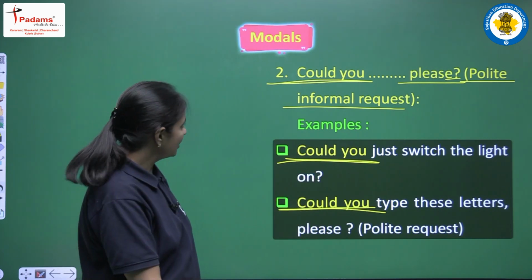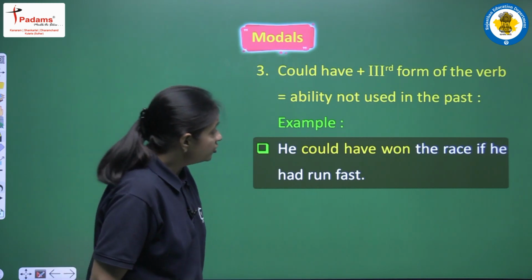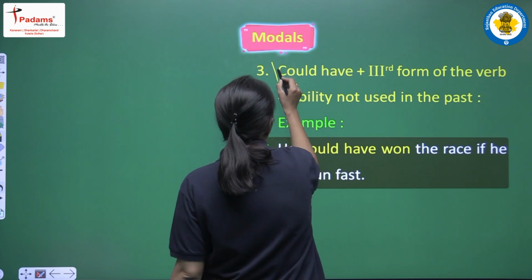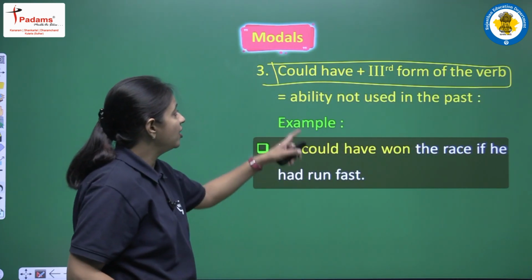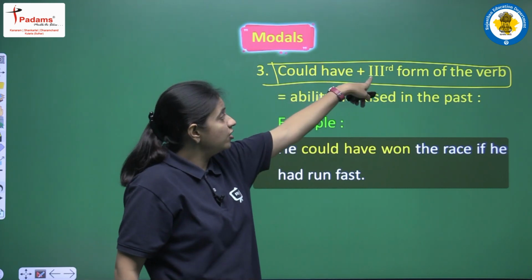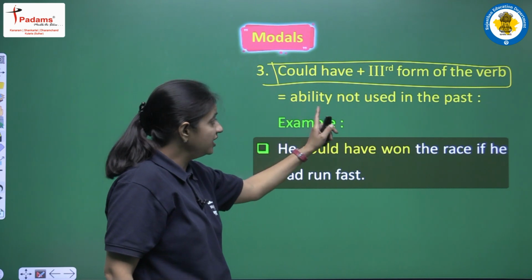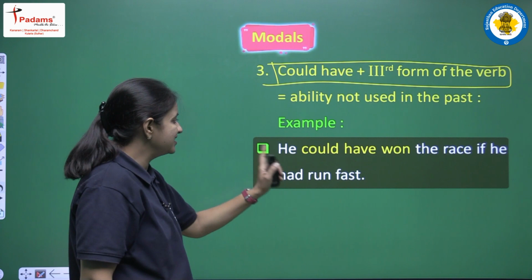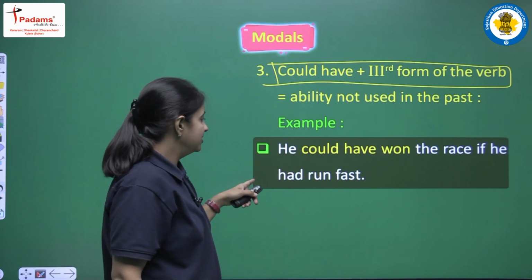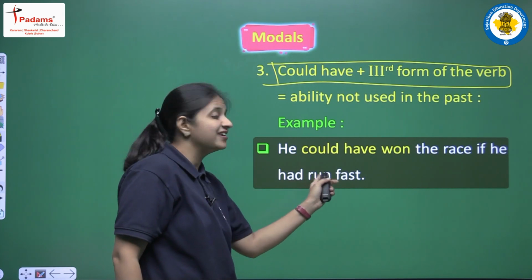Okay, next we are having the third use of could. So let's read. Could have plus third form of the verb. Again we are having the structure, and in this structure we have to use could have along with the third form of the verb. So what does it mean? It means ability not used in the past. Let's read the example. We are having one sentence here. He could have won the race if he had run fast.